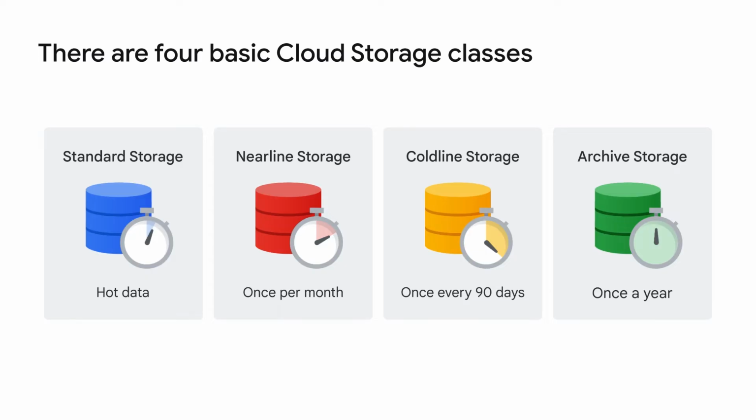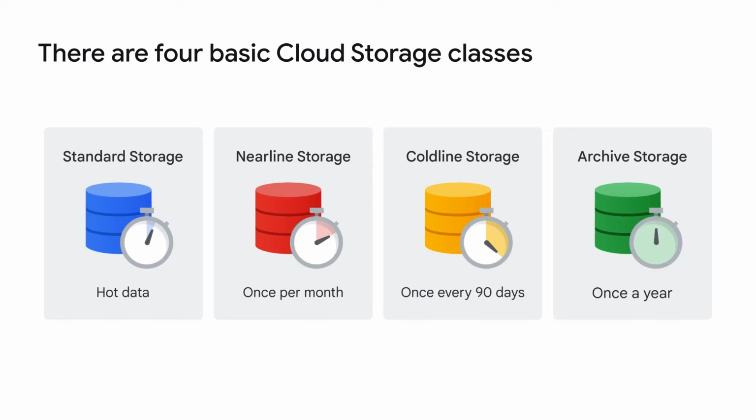Standard storage is considered best for frequently accessed or hot data. It's also great for data that's stored for only brief periods of time. The second storage class is nearline storage. This is best for storing infrequently accessed data, like reading or modifying data once a month on average. Examples include data backups, long-tail multimedia content, or data archiving.